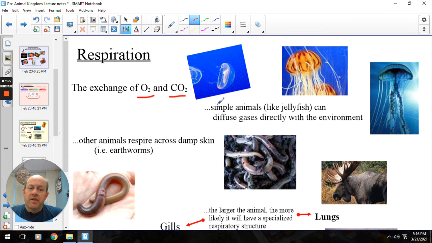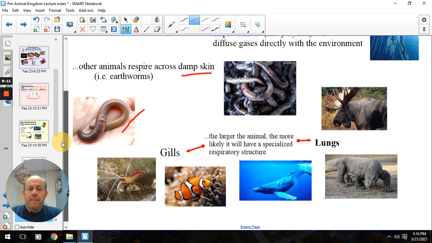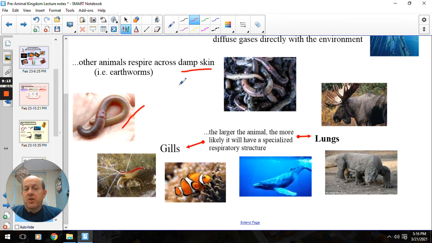Again, if you're simple enough, like a jellyfish, the oxygen just comes into the cell, the CO2 just goes out. Some animals can respire across their skin, like earthworms, frogs, things like that. But you have to keep the skin moist for that. If we're going to get very big, though, that means we're going to be moving a lot of oxygen and CO2. And so what we have to do is have a pretty complex system.